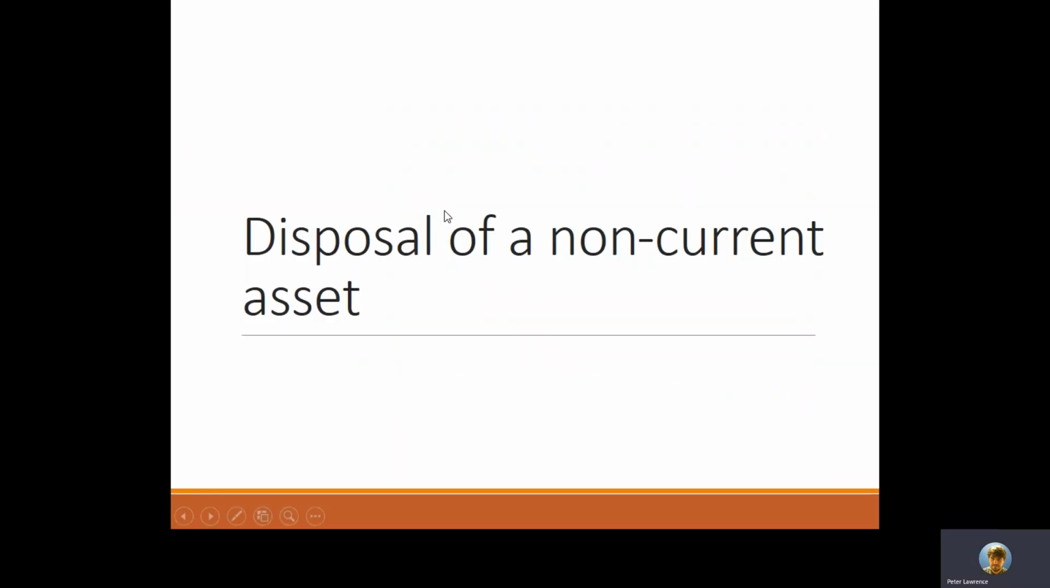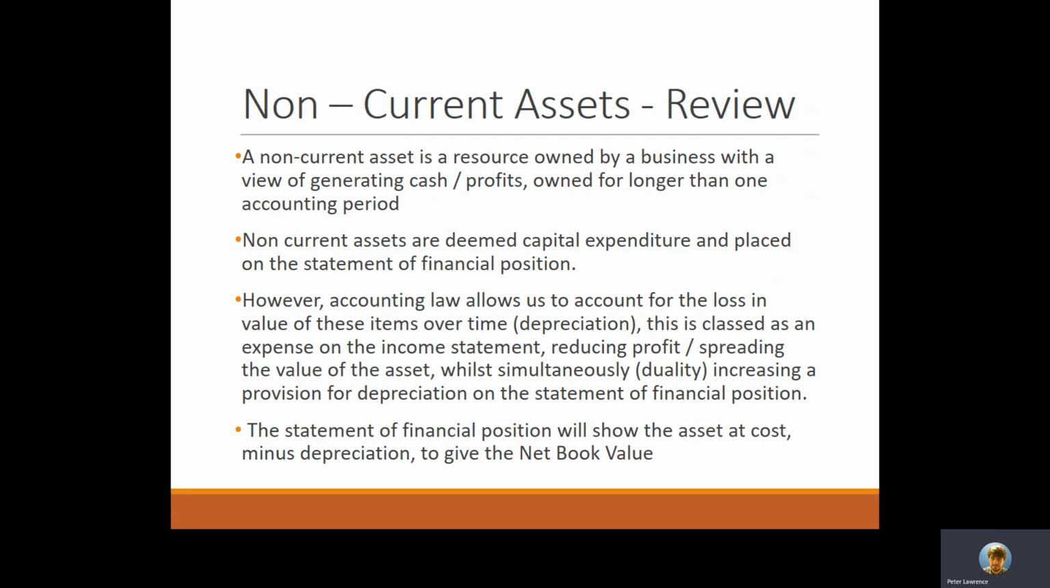Okay, so today we're going to look at another adjustment to the financial statements. We're going to look at disposal of a non-current asset. Disposal means when we sell. So a non-current asset is a resource owned by a business with a view of generating cash or profits, and it's owned for longer than one accounting period. Basically, that is what an asset is.